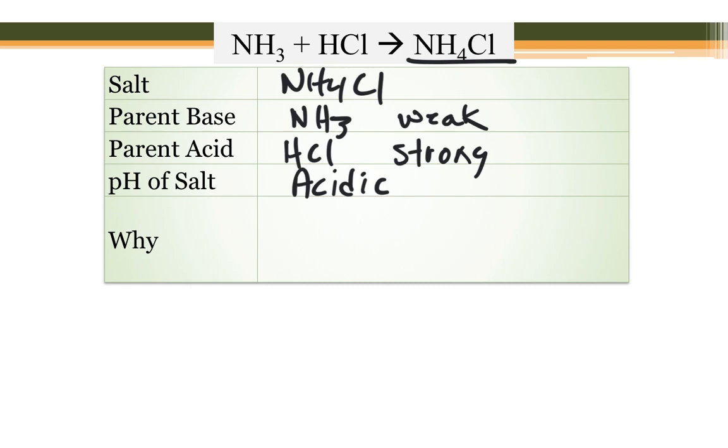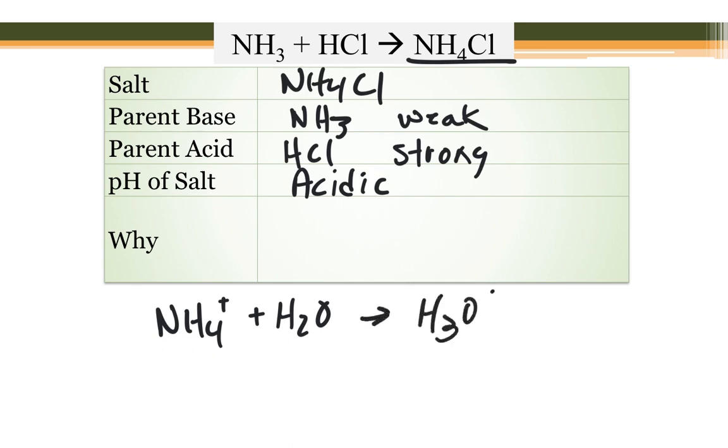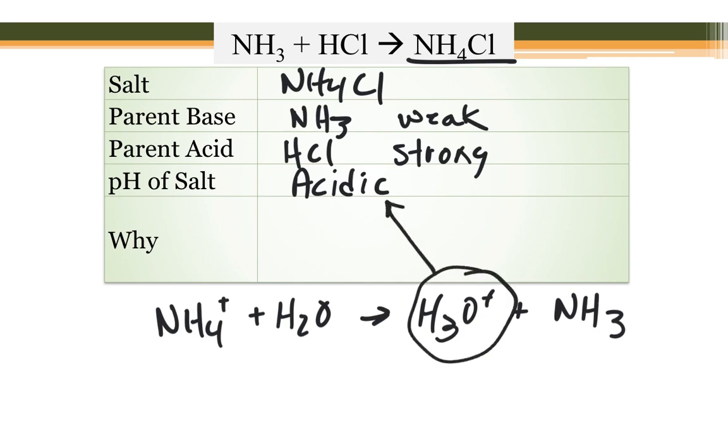The way that you prove the why, and I kind of hope that you guys did this, but if not, that's fine. Take the weak part, which in this case is the ammonium. So I'm going to take NH4 plus, add water to it and predict my products. My products will be H3O plus and NH3 is the other product. So that means that if you're giving this off in solution, it will actually be acidic.